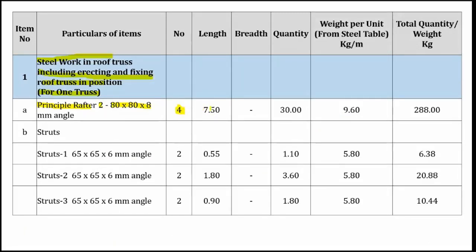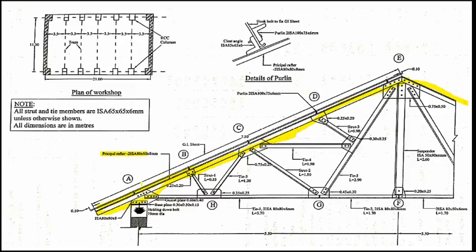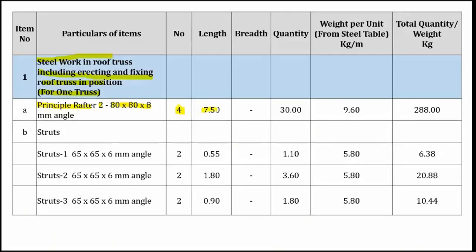Next comes length. You can see here they have given the length of the member, that is 7.5 meters. So length is 7.5 meters. Right? So we'll calculate the running meter length of this angle. One member is of length 7.5 meters. Similarly, we have 4 numbers. So if you multiply, you'll get the length as 30 meters. This is the length we have.